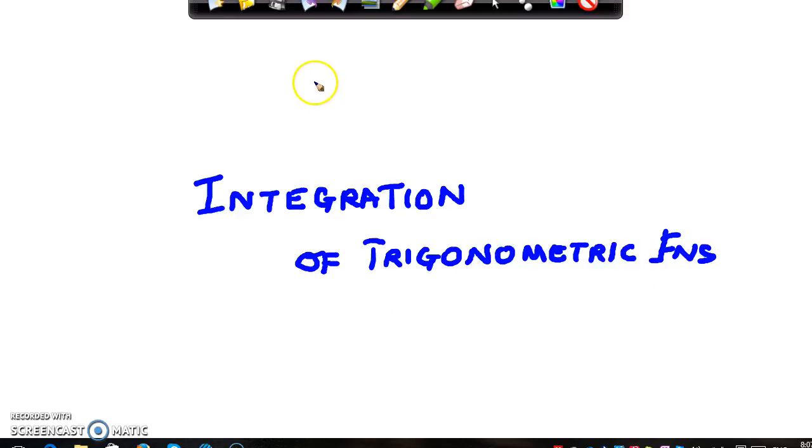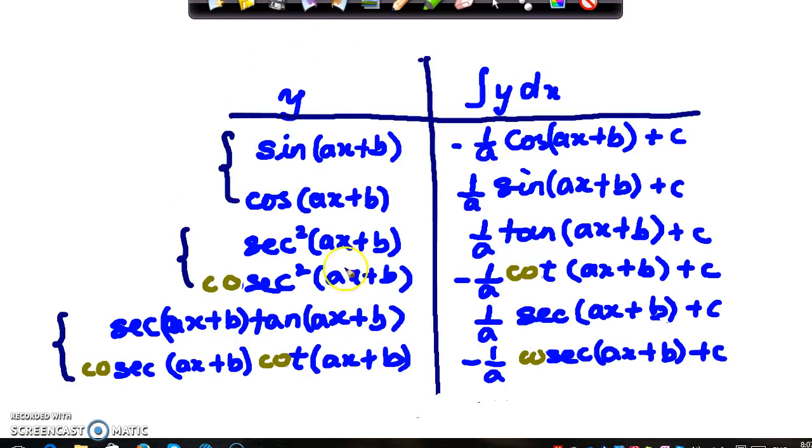We'll start off by looking at a series of formula that you need to remember, which is this. On the left side is the function y. On the right side is the result after integration. What you need to observe is, firstly, there are only 6 standard functions that you need to know how to integrate. Any other function other than this, you cannot use this formula.